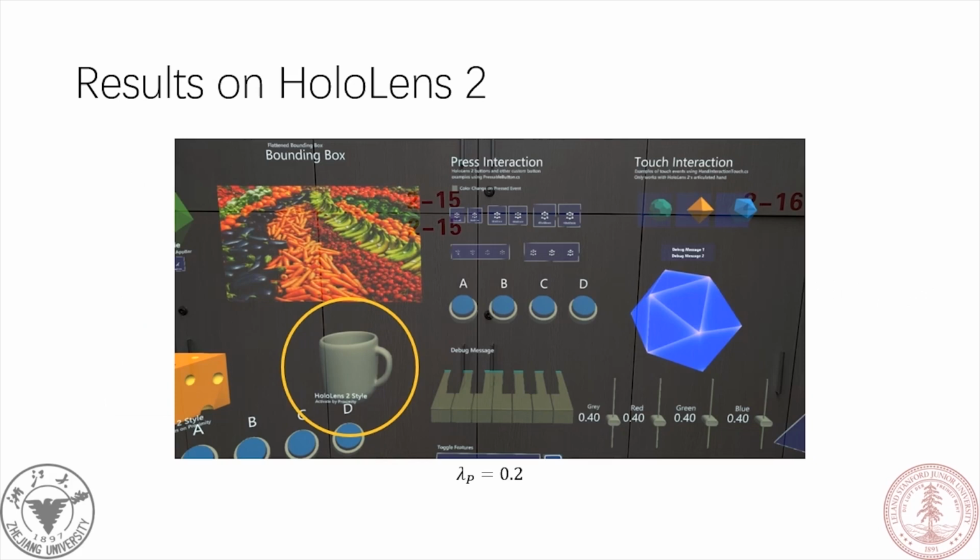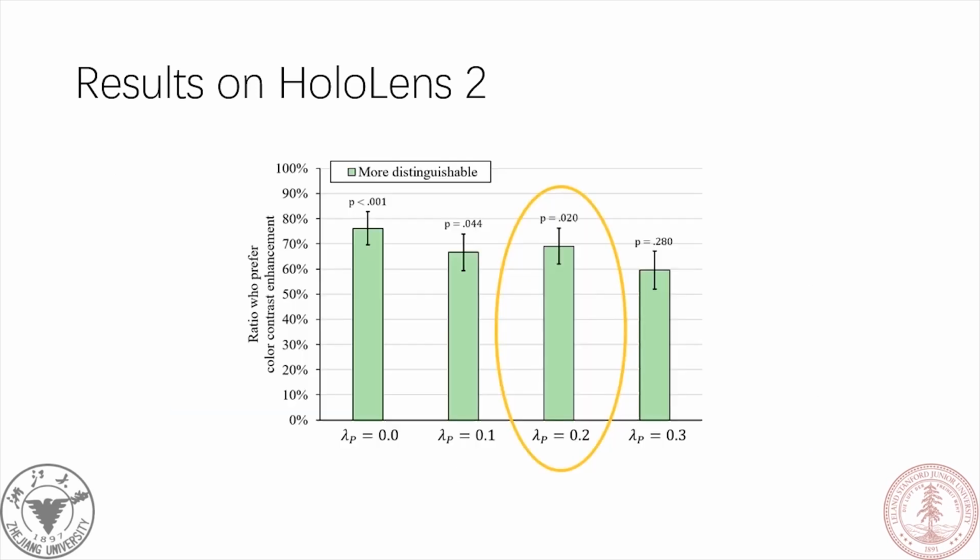Here is an example indoor scene perceived from the HoloLens 2 by participants in a daily environment. We note that the white coffee cup looks a little bit greenish because its color is shifted toward the color of the green laser. This is the result of our two-alternative forced choice subjective experiment. The participants were asked to compare a color contrast enhanced rendering with the original one. We find an optimal configuration for both color contrast enhancement and power consumption reduction based on this experiment.